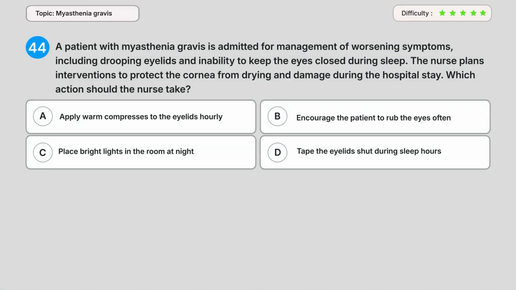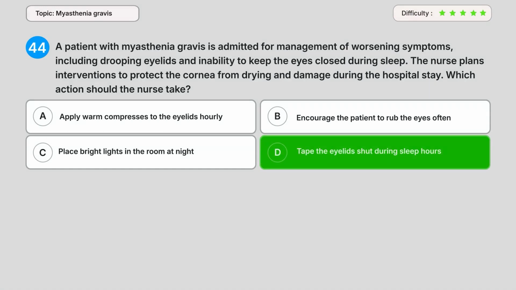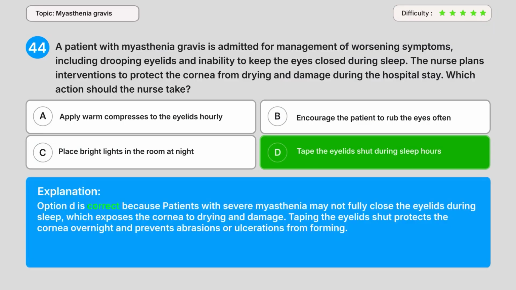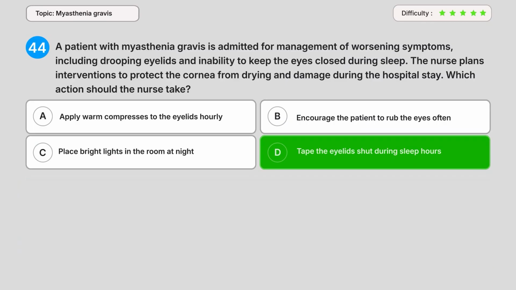Correct answer. D. Tape the eyelids shut during sleep hours. Patients with severe myasthenia may not fully close the eyelids during sleep, which exposes the cornea to drying and damage. Taping the eyelids shut protects the cornea overnight and prevents abrasions or ulcerations from forming.